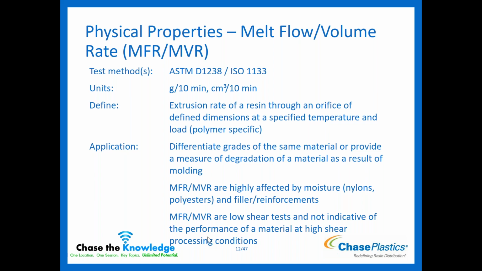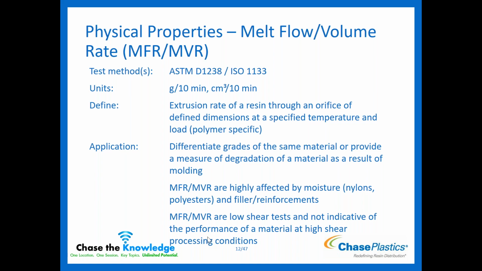So what do we use this for? It can be used to differentiate different grades of the same material. It can also be used as a measure of degradation of a material as a result of molding. So I want to take a step back. Within the same material, if I'm looking at melt, I'm only wanting to do it with materials that are the same. I'm not going to take a 20 melt PC and compare it to a 20 melt ABS because they're going to react differently under the shear rate that is put on it during injection molding.